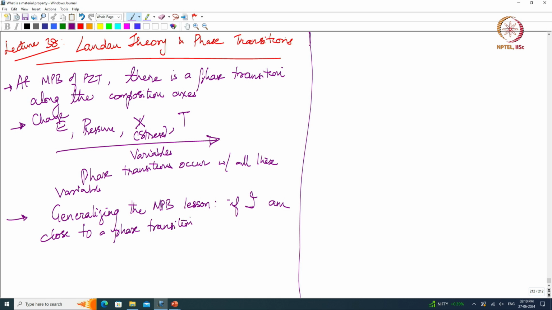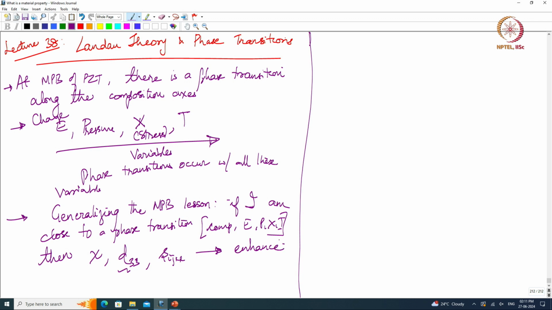and this phase transition can happen through not just composition, right. So, composition, electric field, pressure, stress, whatever. Temperature is also quite important. So if I am close to a phase transition, then the thermodynamic properties, such as susceptibilities, the D33s, a piezoelectric property, and all the mechanical properties such as compliance, S_ij, S_IJKL, all these things enhance, right.